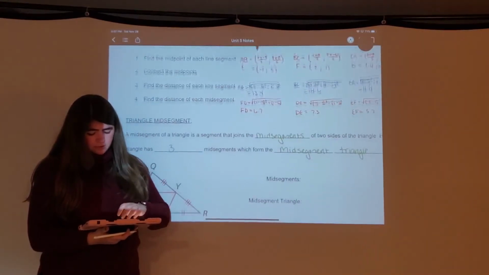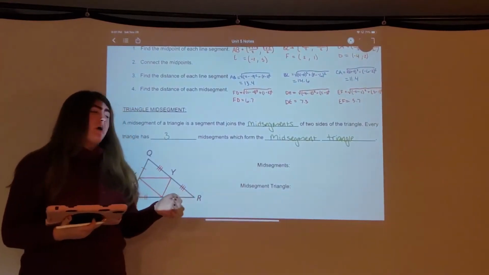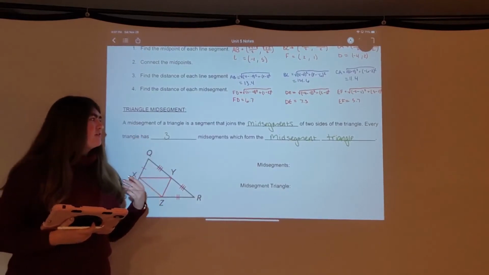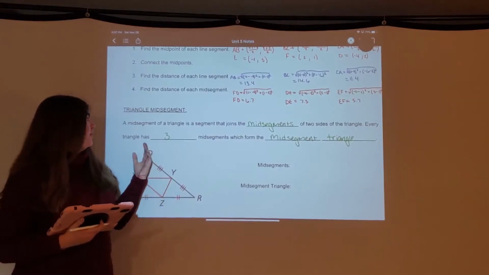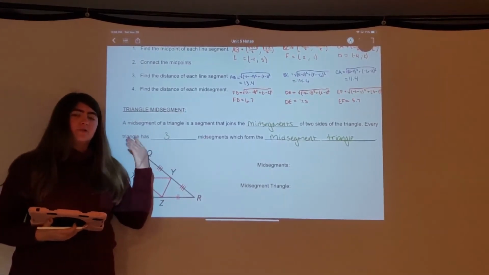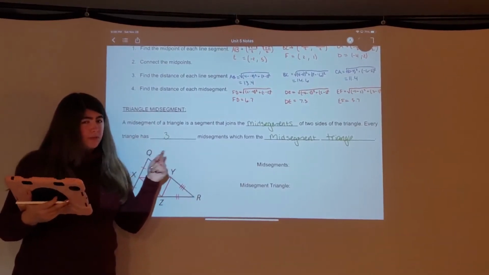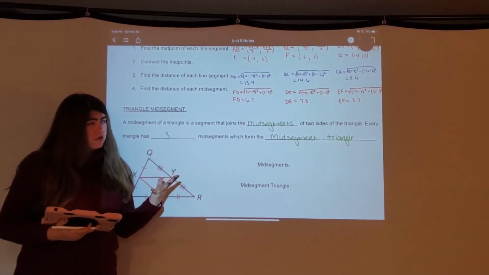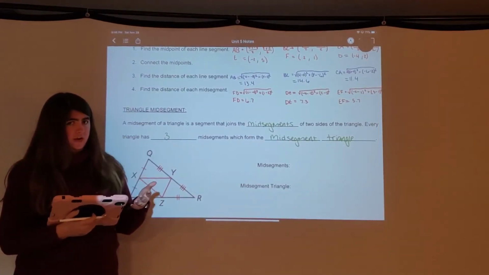Before we do that, we're going to scroll down here, because that orange triangle we just drew is what we call a mid-segment triangle. A mid-segment of a triangle is a segment that joins the midpoints of 2 sides of the triangle. Every triangle has 3 mid-segments, which form the mid-segment triangle. So those orange segments were the mid-segments, because they connected the midpoints of our triangle. And when you connect all 3 of those, the orange triangle is the mid-segment triangle, where the purple triangle was our original triangle.